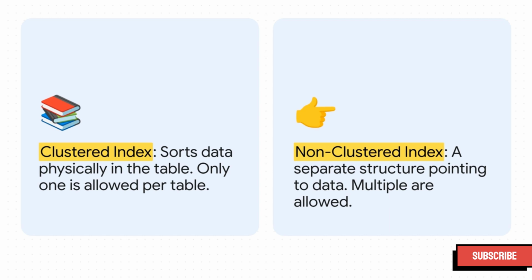Indexes are all about one thing, and one thing only: speed. A clustered index is kind of like organizing a book's pages in physical numerical order. You can only have one of those. A non-clustered index is more like the index at the back of the book. It's a totally separate list that just points you to the right page, and you can have a bunch of these for all different topics.